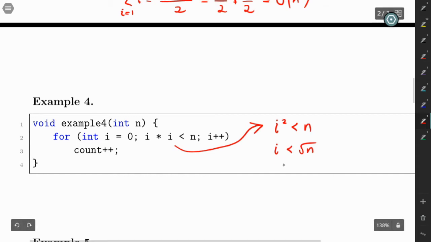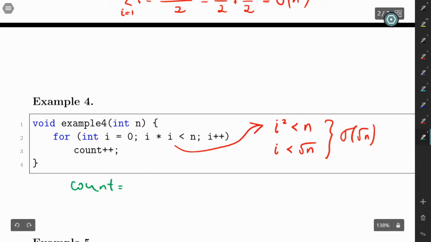So therefore, the runtime complexity of this loop is going to be O of square root of n. And then if we compute the count here, and this is not going to be too difficult, this is just going to be square root of 100, which is 10.